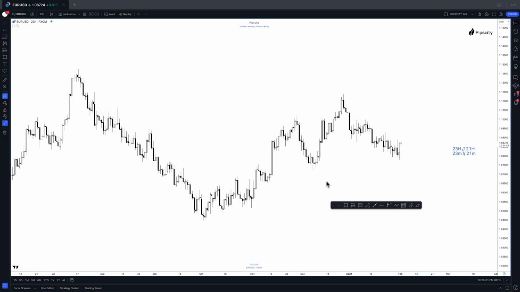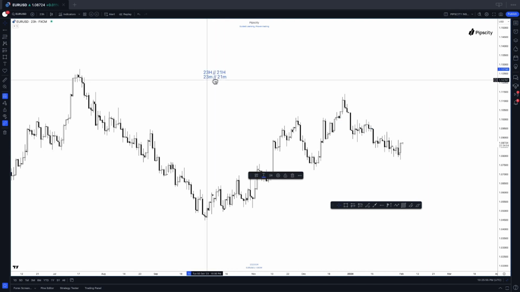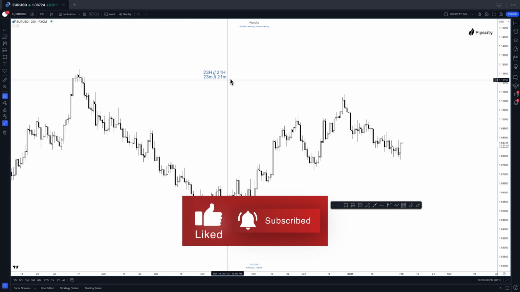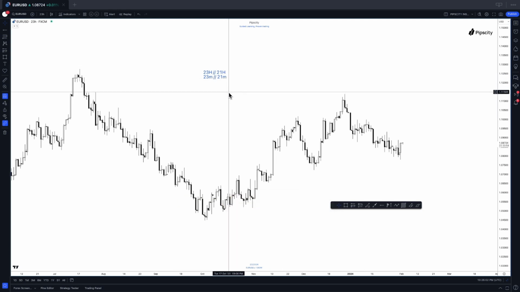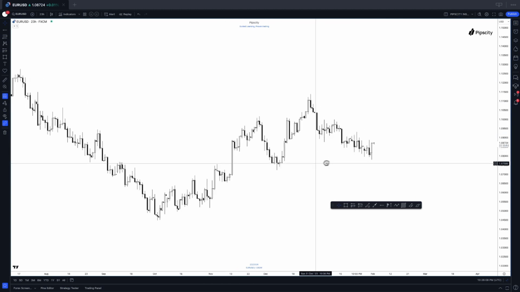So basically on this video, I'm going to be talking about these time frames: 23, 21, 23, 21, right, in terms of the hourly time frame and also the minutes time frame. So these are levels I use to pick out my zones. So let me just take that off. So for example, this is on the 23 hours on Euro USD.